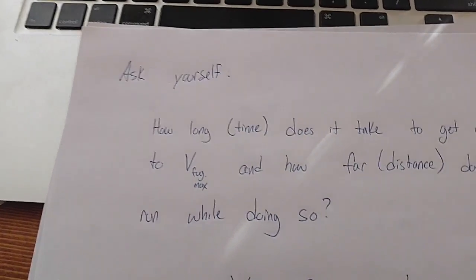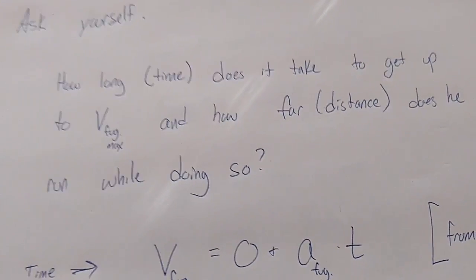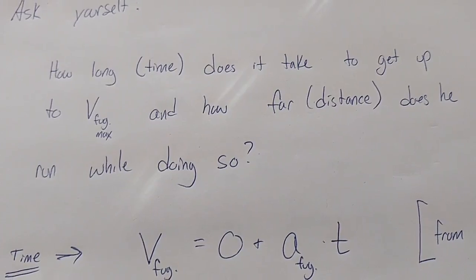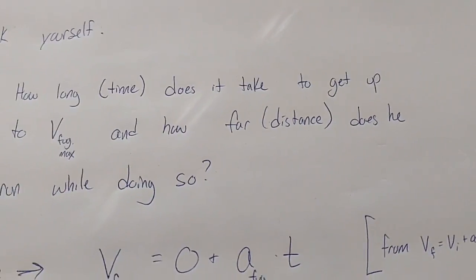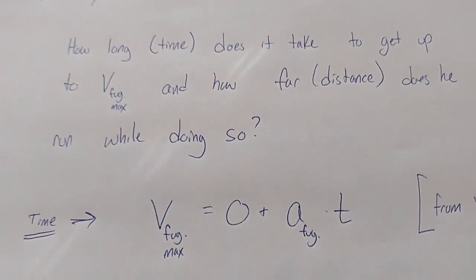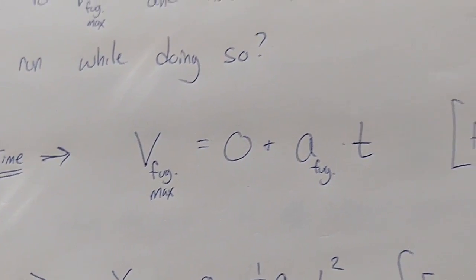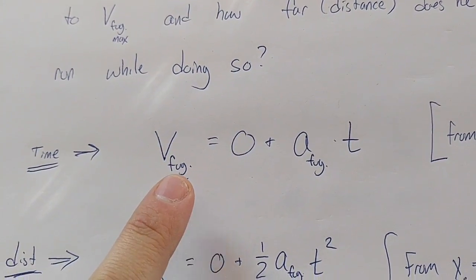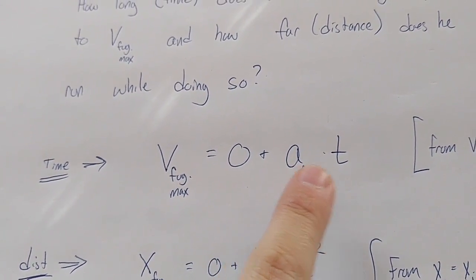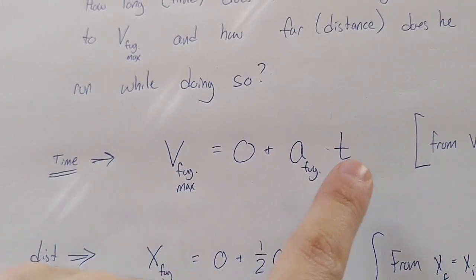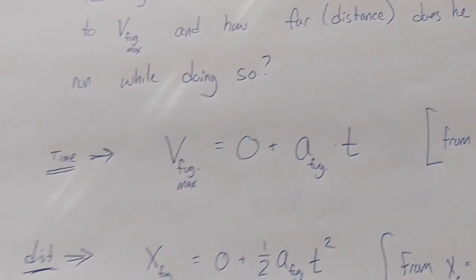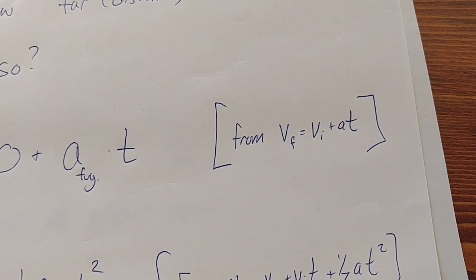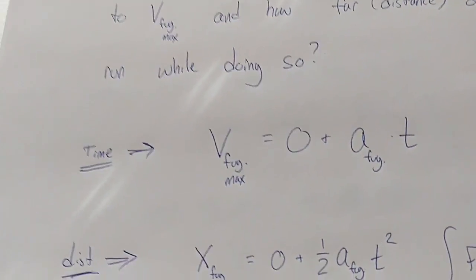So we need to ask ourselves, how long, and I'm talking about time, does it take to get up to the maximum speed for the fugitive, and how far, that would be the distance, does he run while doing so? Let's do those calculations first. To find the time, we'll use this expression. The maximum speed of the fugitive is going to be 0 plus the acceleration multiplied by time. We're going to solve for that time because, again, we are given those two pieces. That's just coming from that relationship. Final speed is initial speed plus acceleration times time. We'll solve for time there.